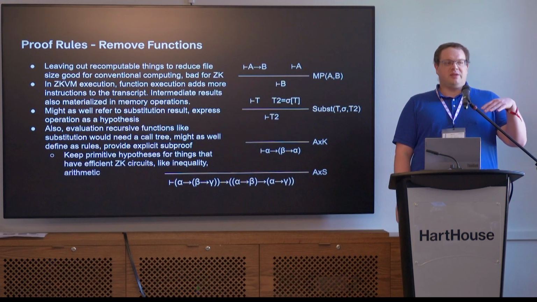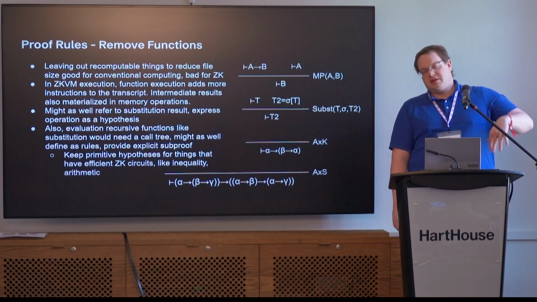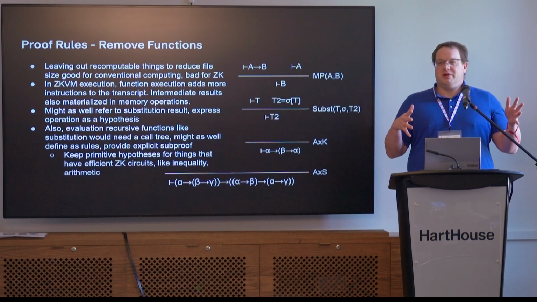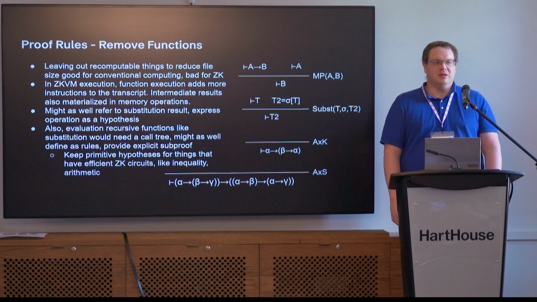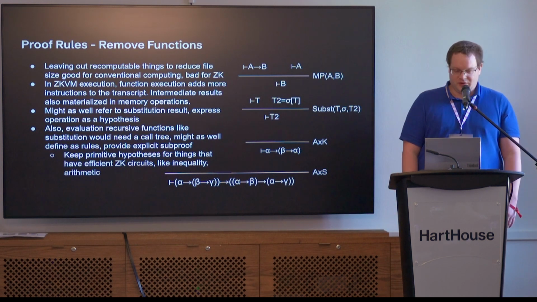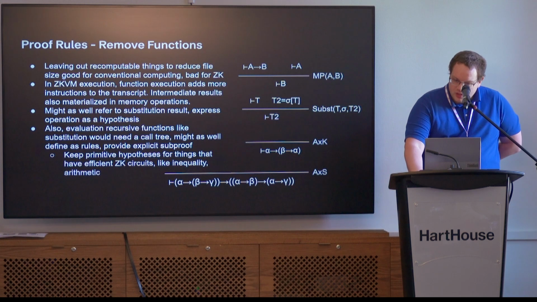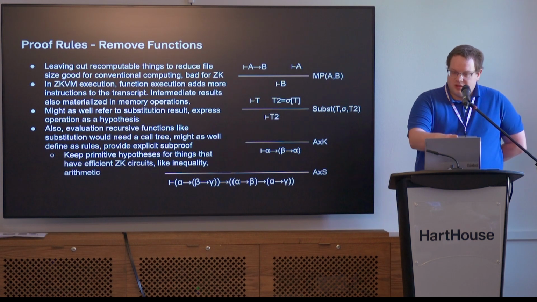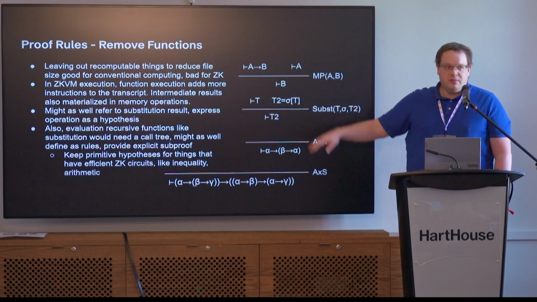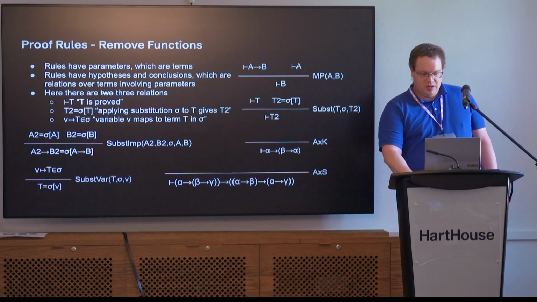Also, if the execution ever had to do tests, make choices, or backtrack, that's all just more wasted work. You can just tell it to do the right thing from the beginning, and supply it as advice to the ZK computation. So the first thing is to remove any functions and just make them more hypotheses.